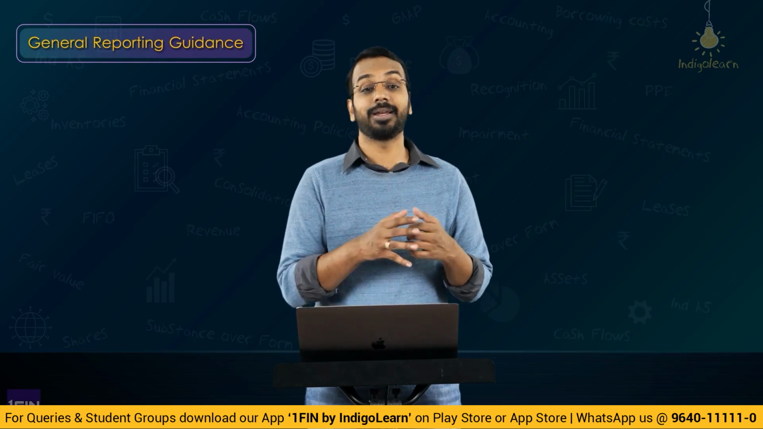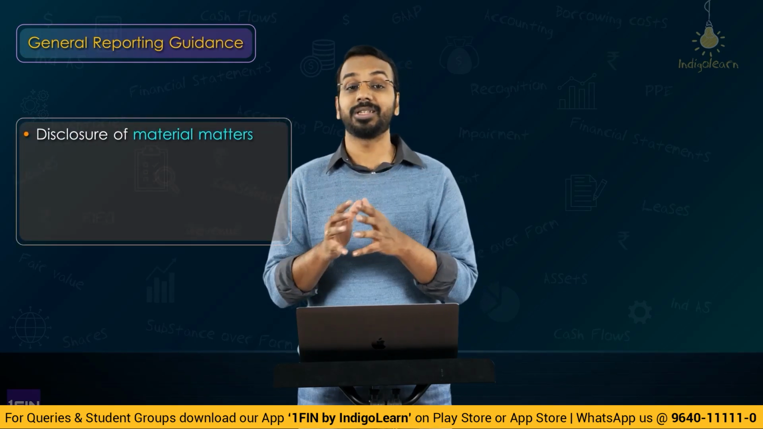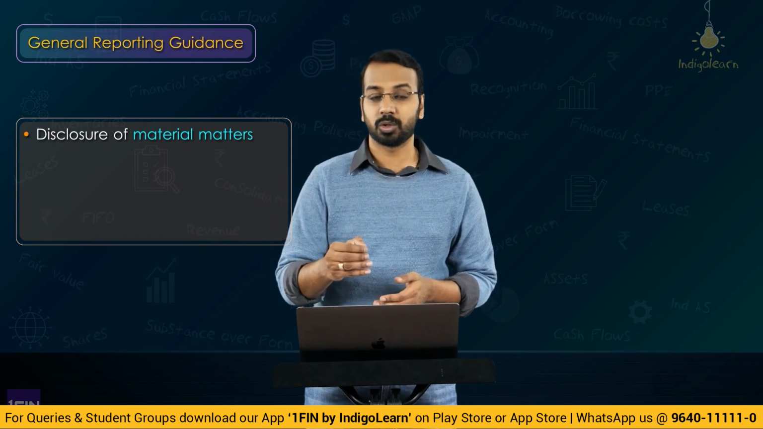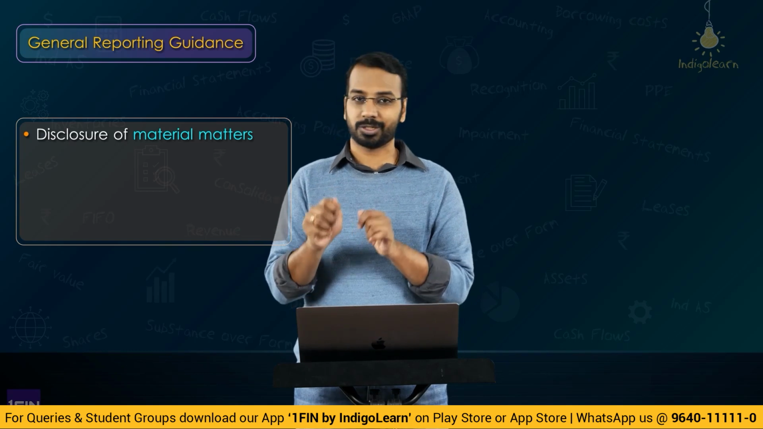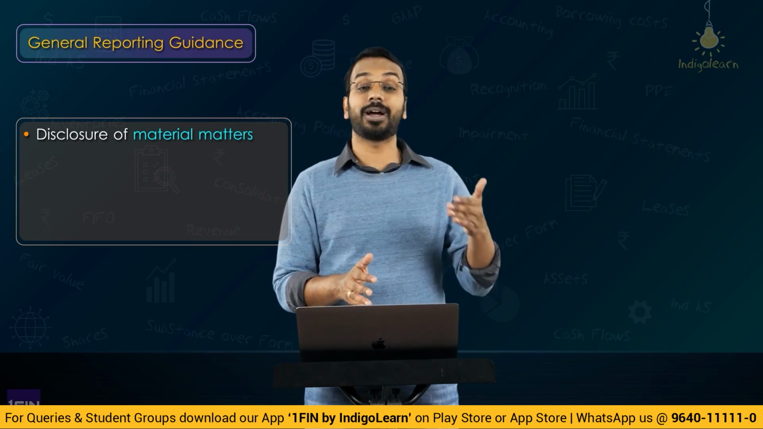Now, apart from this, there are also some general guidelines about integrated reporting. The first one is disclosure of material matters. So, only the material matters must be disclosed. We have already understood the meaning of materiality. Material matters must be disclosed. How is the materiality determined? That has to be disclosed, right. You should only disclose those matters which are significant in relation to value creation.